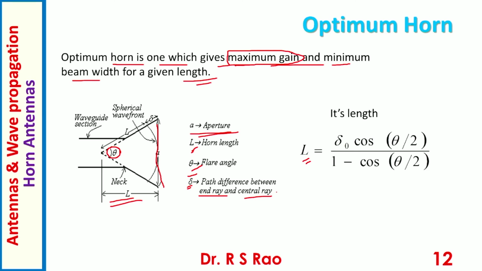This is already explained. This delta cannot assume any arbitrary large value. Certain limitation is there. Here is illustrated delta. That limitation value is delta naught. Actual value of delta naught depends upon the flare. If it is in E plane, one value. If it is in H plane, another value.